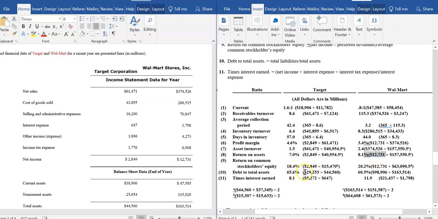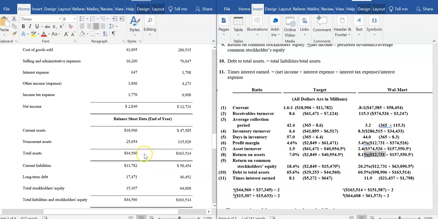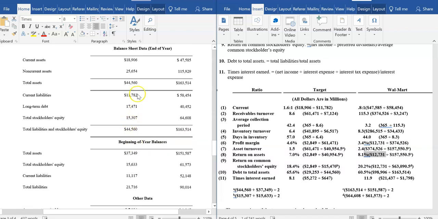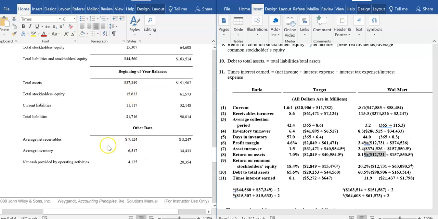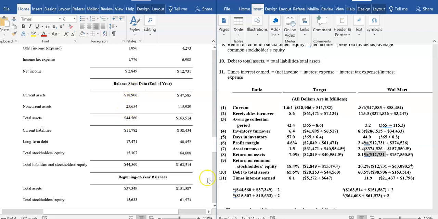To calculate the average net assets, the simple way to do it is to take total assets for the beginning of the year. So here it is for Target, 44,560. Sorry, that's the end of year total assets. And where did they give us? Oh, here is the beginning of year. If we take the beginning of year assets, add it to the end of year assets, and divide by 2, that gives us a rough estimate of the year's average assets. And so that's where they're getting that average assets from.